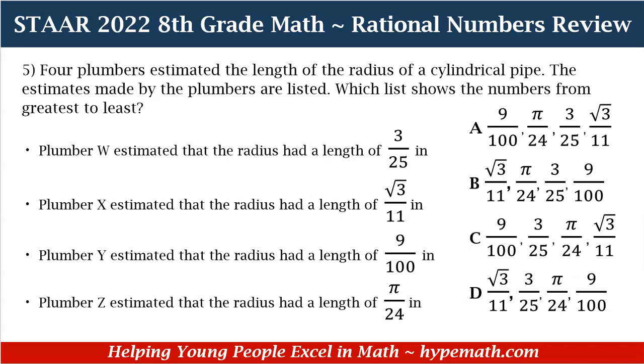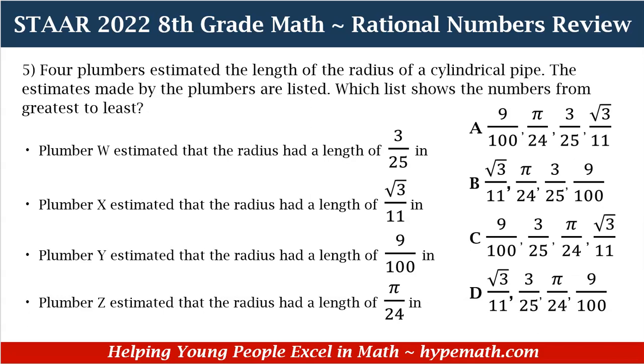For A, we see 9 over 100, pi over 24, 3 over 25, and the square root of 3 over 11. For B, we have the square root of 3 over 11, pi over 24, 3 over 25, 9 over 100. For C, we have 9 over 100, 3 over 25, pi over 24, the square root of 3 over 11.